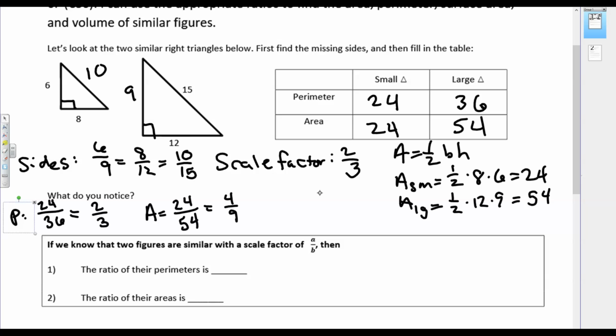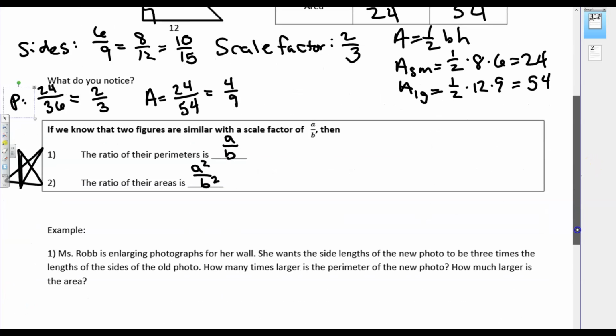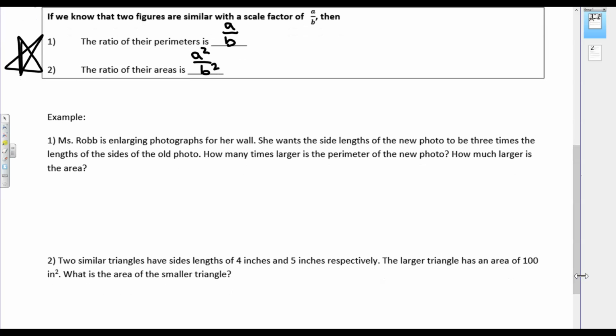So the overall conclusion is, if we have two similar figures with a scale factor of a over b, then the ratio of their perimeters is the same, it's a over b. But the ratio of their areas is a squared over b squared. This is the big idea for this lesson, guys, right in this box. So let's do some examples.